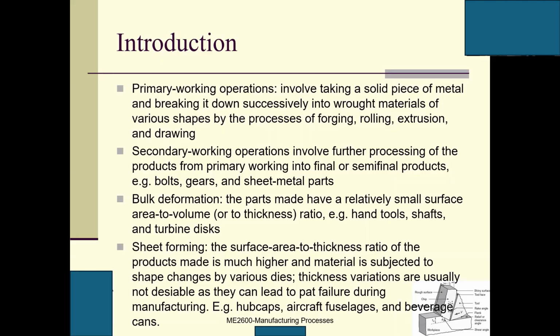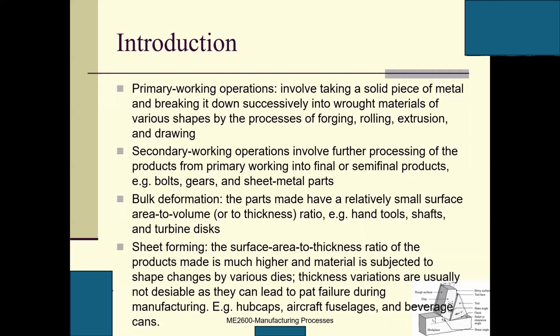The second one involves a further process of the products from primary working into final or semi-final products. For example, bolts, gears, and sheet metal parts. Right? The bolts and gears will be discussed in the materials in the machine design class. So this is primary working operation and the secondary working operation.